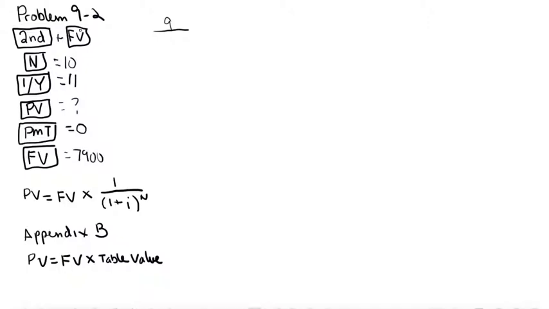PV stays at 0 at this point, so we're not going to enter anything there. In fact, that's what we're going to solve for. Payment we know is 0, so we're going to type 0 and push the payment button. The future value is 7,900, so I type 7,900 and push my FV button. So now I've programmed all my buttons in.